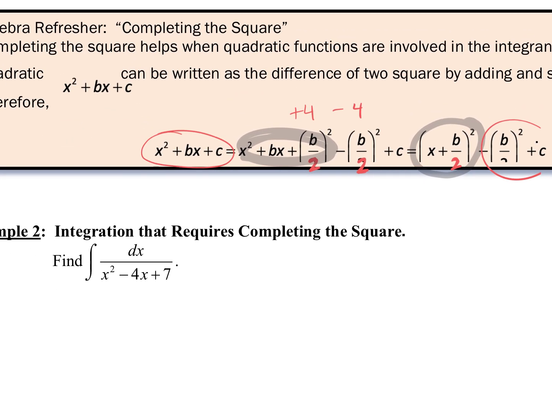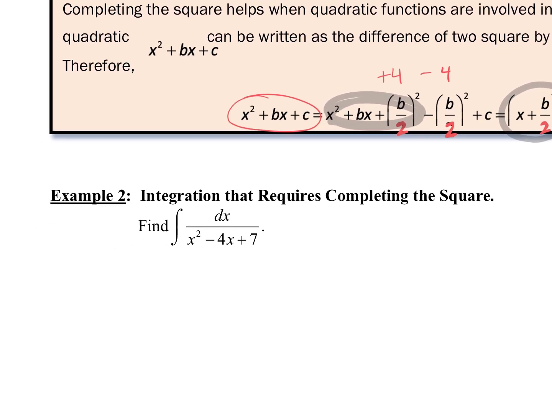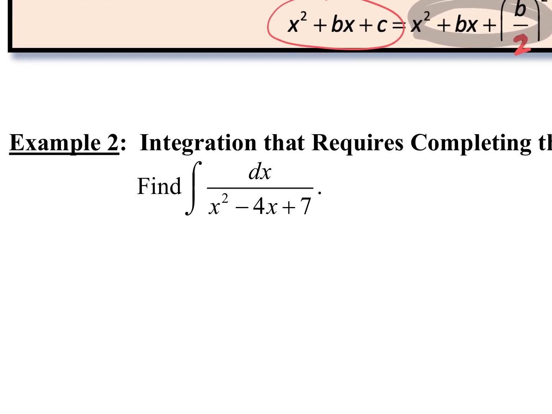When we were talking long division last time, long division is when the exponent on top is larger than the exponent on the denominator, like the power is bigger on top than on bottom, or it's the same, then we're going to use long division. If the power on the bottom is smaller and we can't do any u substitution, we're going to have to complete the square. Okay? So looking at the denominator here, I've got x squared minus 4x plus 7.